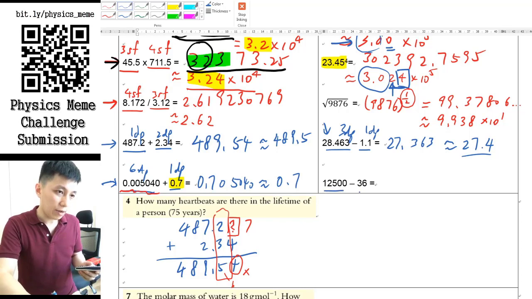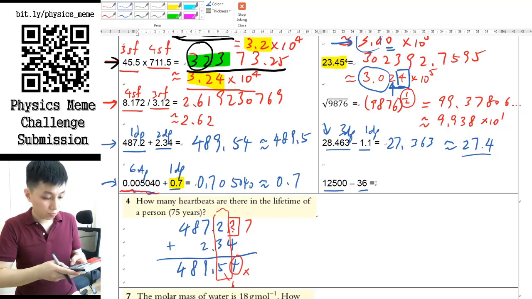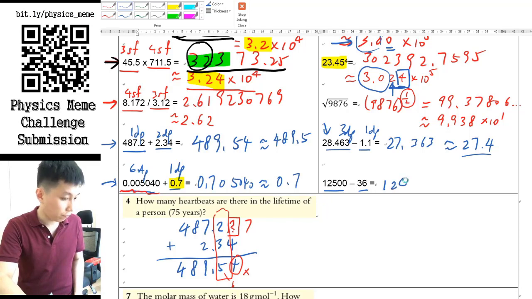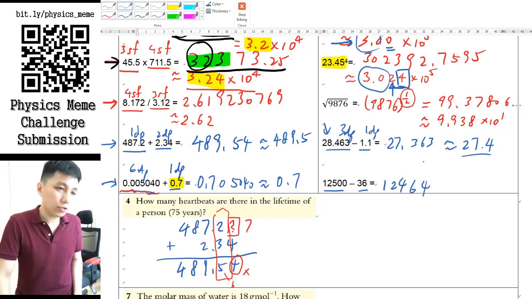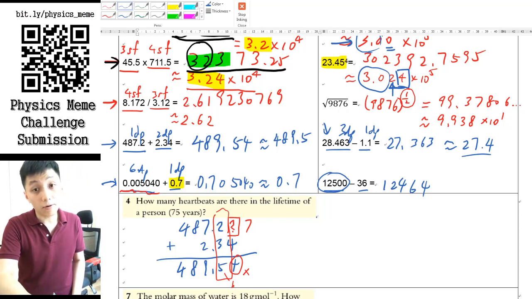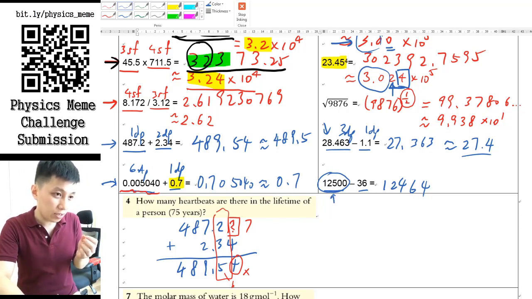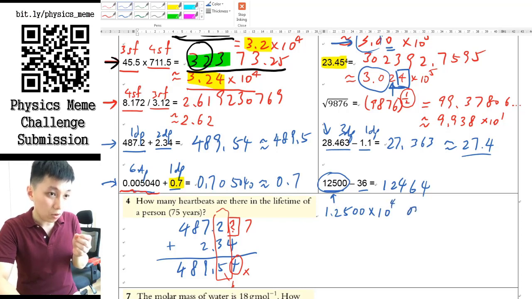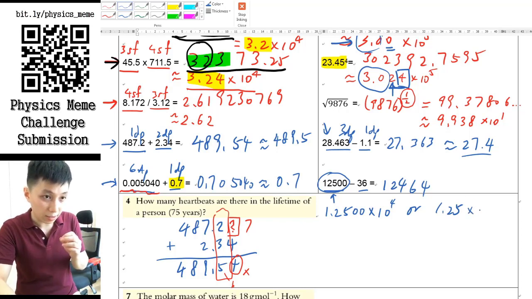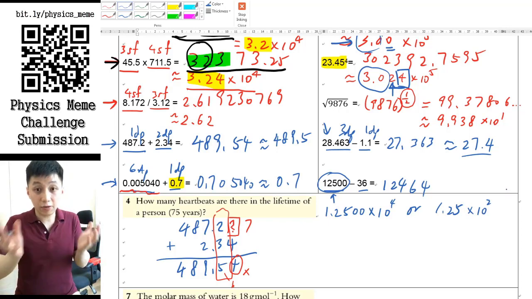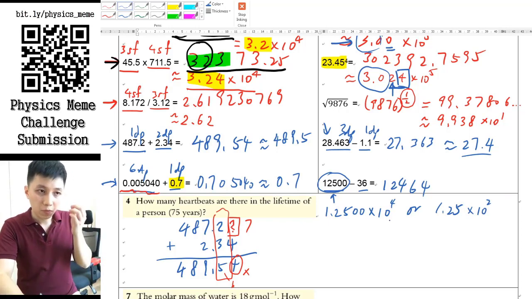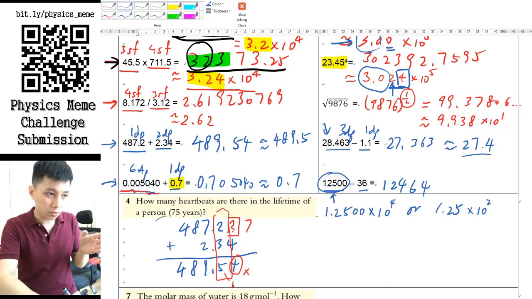Okay, lastly, we have a number like this. So we will have 12500 minus 36. So you have a whole number of 12464. For this question, we have to think more carefully because it really depends on the decimal place or significant figure on this. So are we actually measuring this really up to 1.2500 times 10 to the power of 4, or do we actually have 1.25 only, so that 0 is actually negated, times 10 to the power of 2? Because that actually makes a difference.